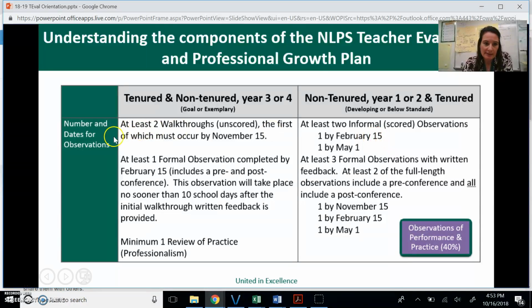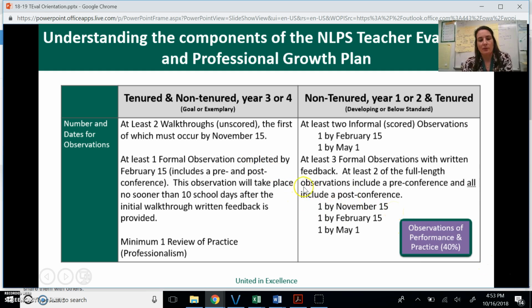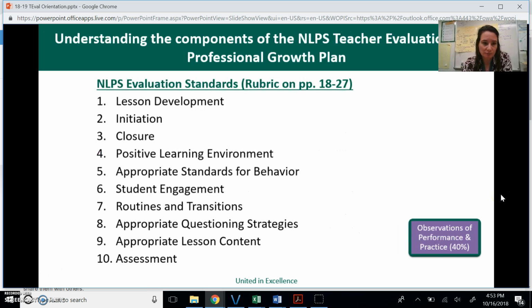You can see this is outlined here for how many walkthroughs you have and how many formals you have, and then one review of practice or professionalism. You can see the dates here that we're meeting, and you can tell by the November 15th deadline whether it is for a formal or an informal that we will be around soon to see you, as the November 15th deadline is quickly approaching. There are 10 different things that you will be rated on when you are observed.